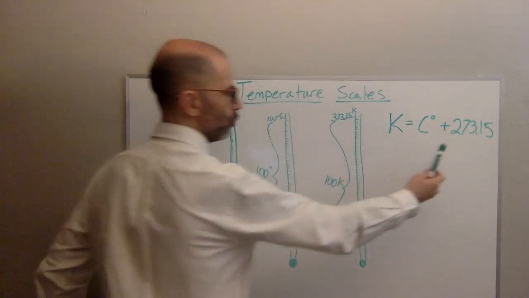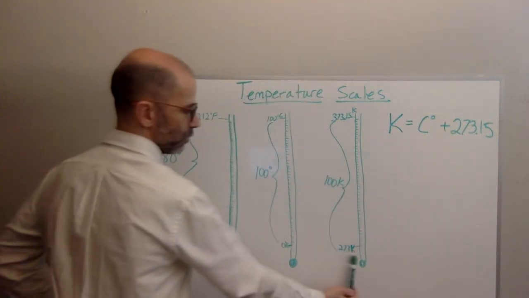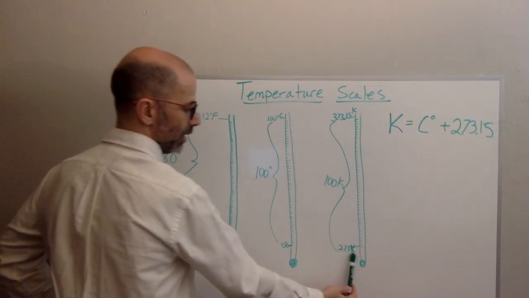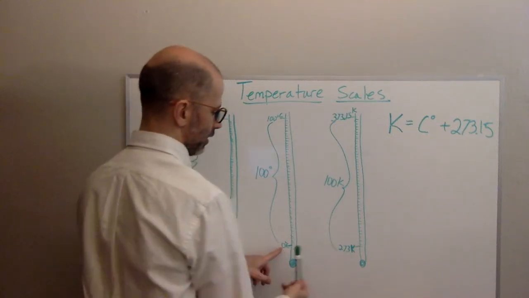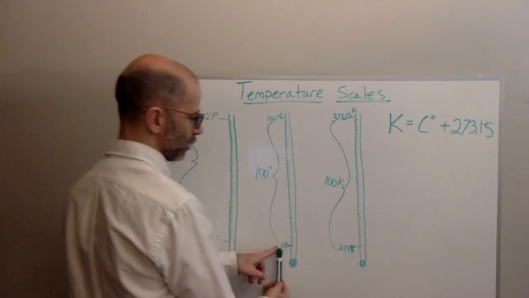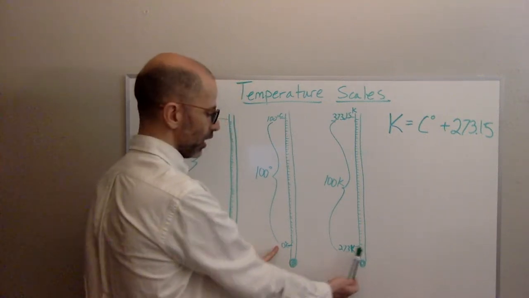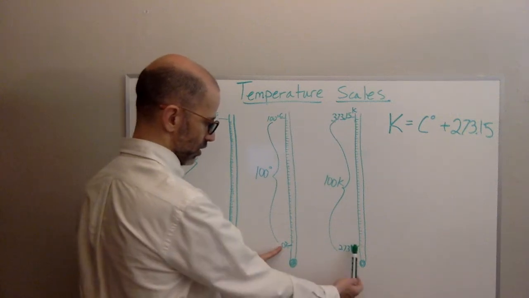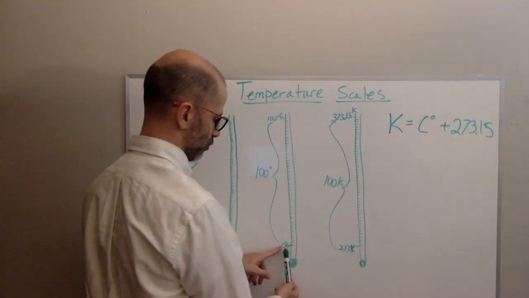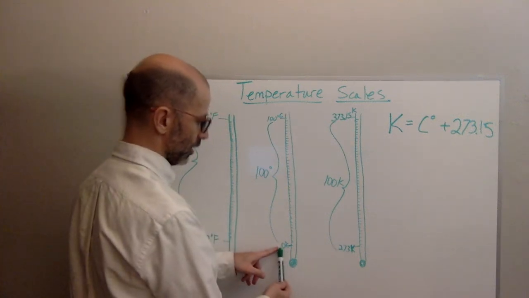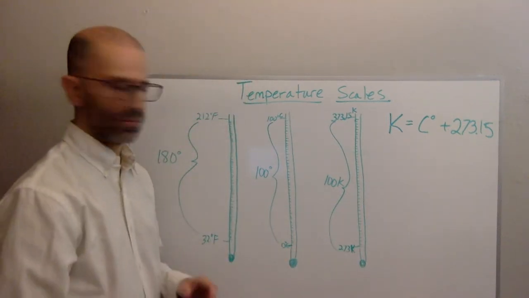And you'll notice that 273.15 is right here, and this is 0. So you can see that if I wanted to go from 0 degrees Celsius to the same temperature on the Kelvin scale, all I need to do, since they're at the same place, is add 273. So I add 273 to the Celsius scale, and I get my Kelvin here. Okay? Do you see that?